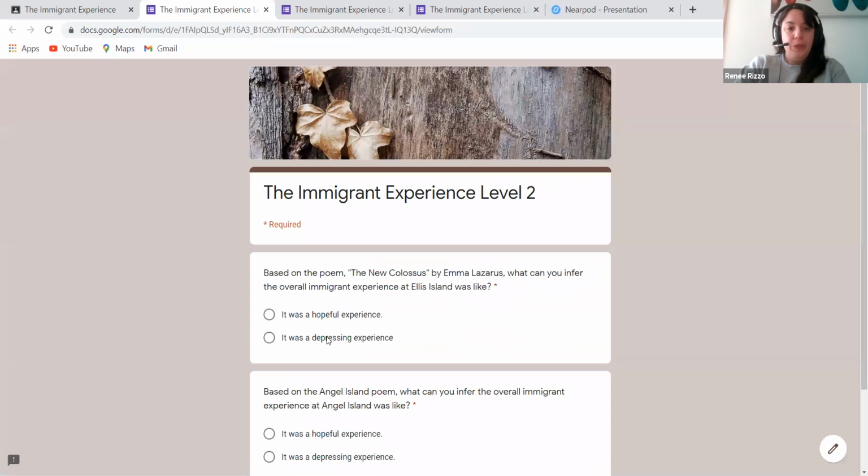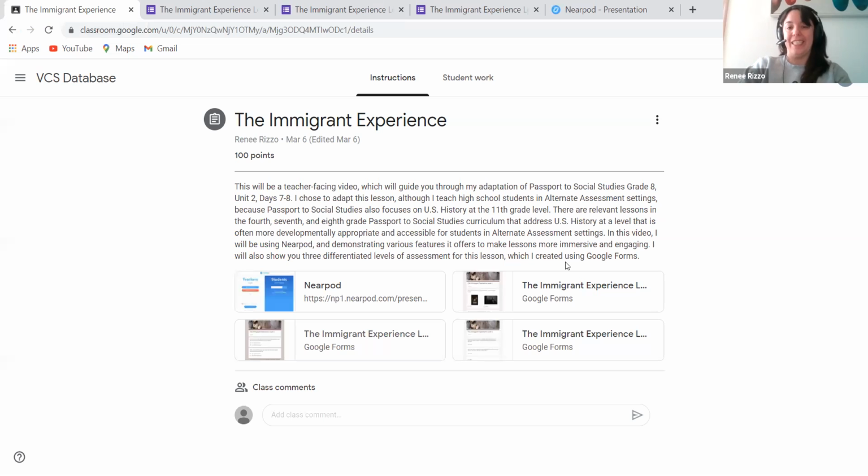For level 2, based on the poem The New Colossus by Emma Lazarus, what can you infer the overall immigrant experience at Ellis Island was like? It was a hopeful experience or it was a depressing experience? And then I ask the same question based on the Angel Island poem. Students choose between full sentences and they no longer have the support of the pictures.